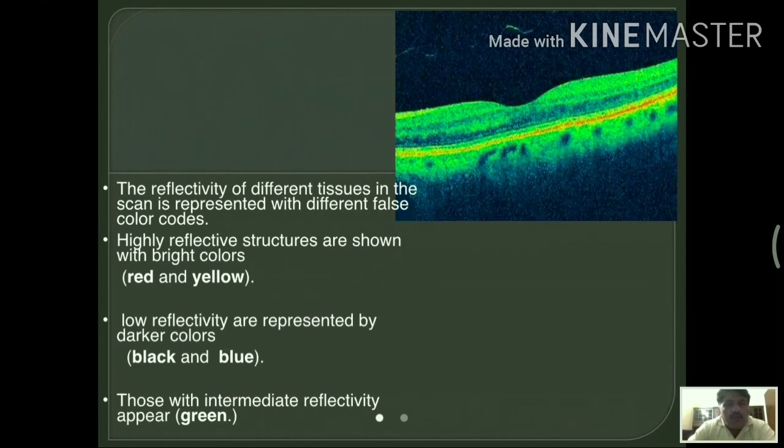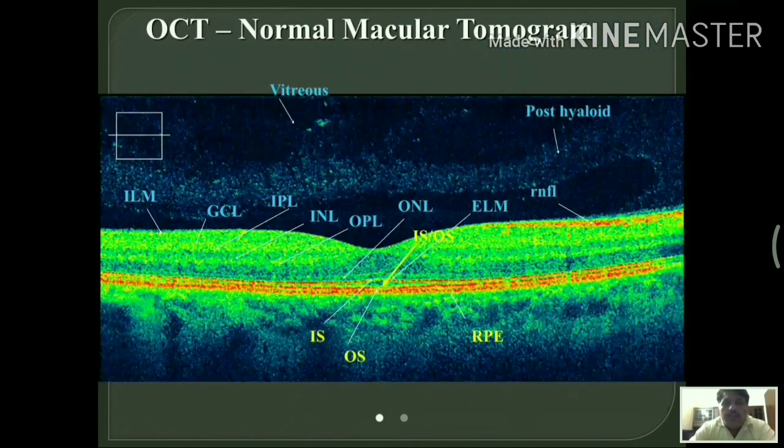Just to let you know about the layers you see on OCT: the highly reflective structures are shown with bright colors, that is red and yellow. The low reflectivity structures are represented by dark colors, that is black and blue, and those with intermediate reflectivity are usually green. So as you can see, these are the greens, the blues, the yellows and the oranges. This is how you see an OCT scan.